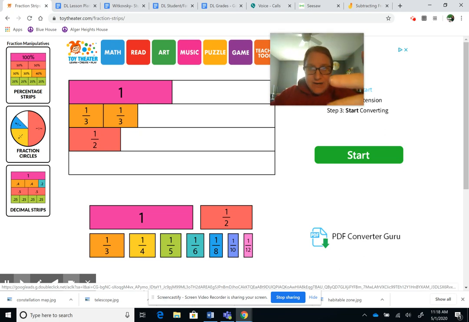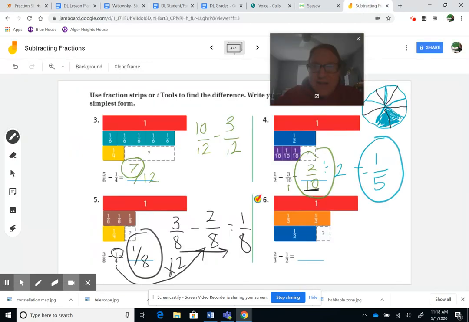3, 6, 9, 12, 2, 4, 6, 8. I hear 6, and look how perfectly that fits in. So the answer is 1/6. Now, again, I'm going to do the same thing I did before. I want to change these both to sixths because I always want to check my work.